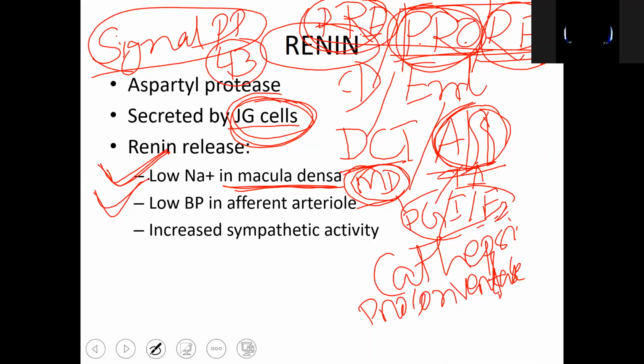Second one. The next, the third one, we know, is the sympathetic beta 1 receptor. Okay, beta 1 receptors other than the heart, the other location is the JG cells. We know it.